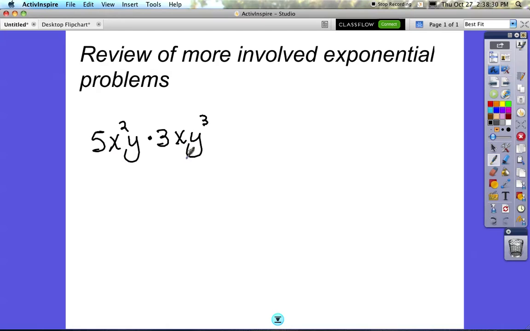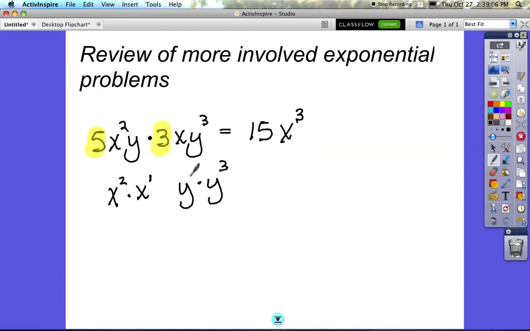Okay, we are multiplying here. You have coefficients 5 and 3, so you will multiply those. 5 times 3 is 15. Now you have x squared times x. Remember, when you multiply like bases, you add exponents. But let me remind you, this is not a 0 here. It is an assumed 1. So that becomes x to the third. And then you've got y times y to the third. Again, that's not y to the 0. There's an assumed 1. And when you multiply like bases, you add exponents.